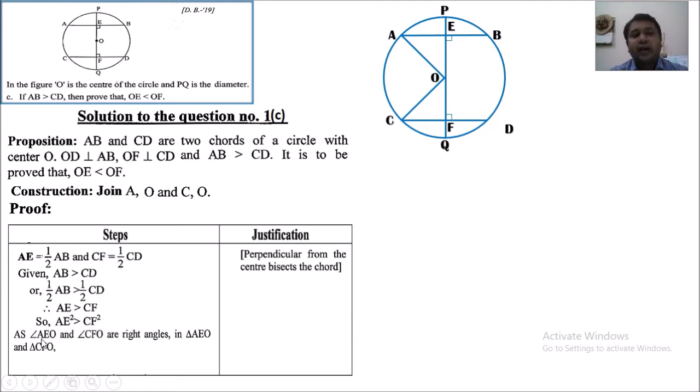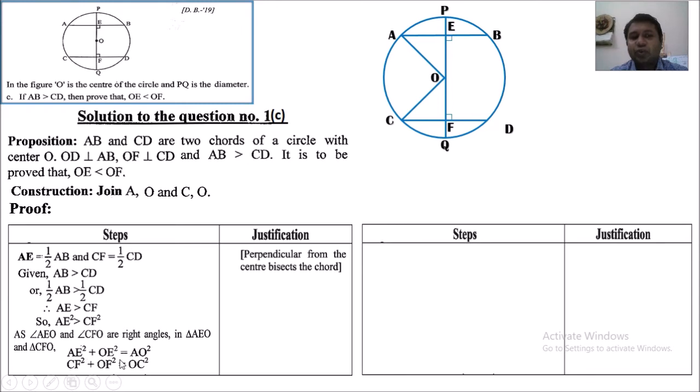So in the triangle AEO, the angle AEO is a right angle, and angle CFO is also a right angle. So in this triangle AOE, we can write AE square plus OE square equal to AO square by Pythagoras theorem. And also in the triangle CFO, CO square equal to CF square plus OF square by Pythagoras theorem.